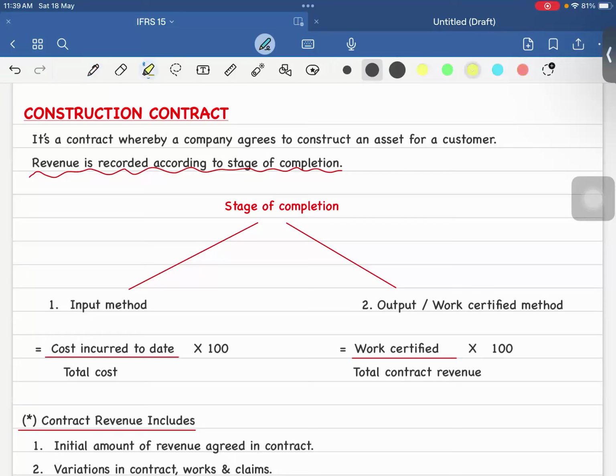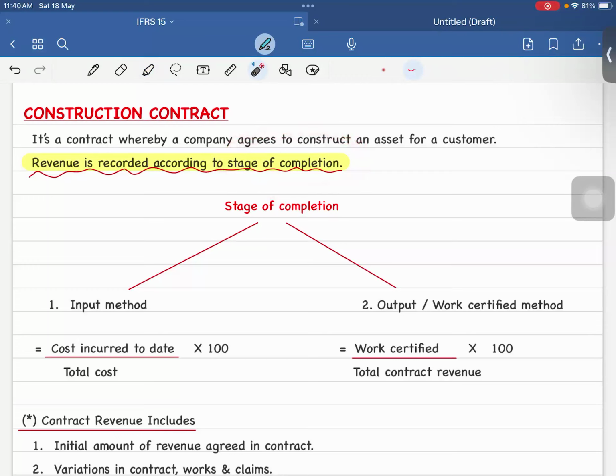Okay, hence the revenue is also going to be recorded according to the stage of completion. That means if you are building a building for a customer, you can't wait for that long period, that is, until the building is completed, and then collect your money, because the customer might turn into a bad debt. So you can't take the risk, but you have to collect your revenue. And this revenue is collected on the basis of stage of completion.